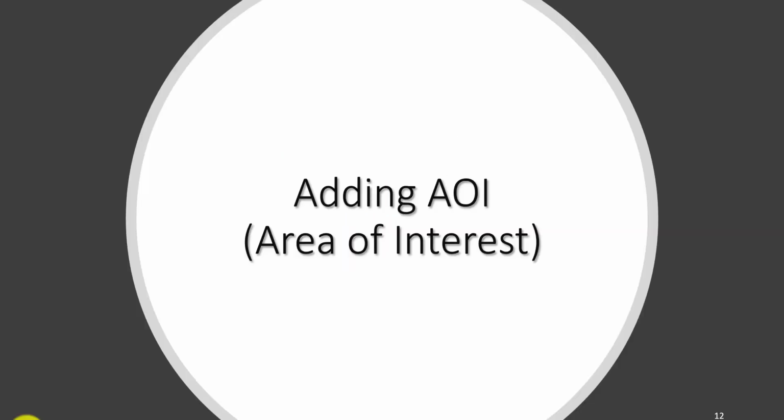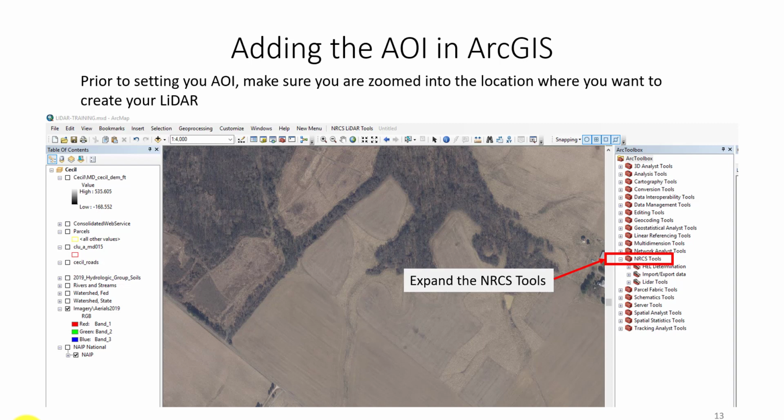So adding the AOI under the NRCS Tools button, you want to make sure before actually selecting your AOI, you want to be zoomed into an area where you're going to select that AOI. And just keep in mind, the larger that AOI is, the larger the file data is, the more points are going to be brought into Civil 3D, the larger the file size.